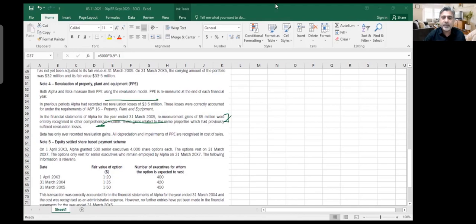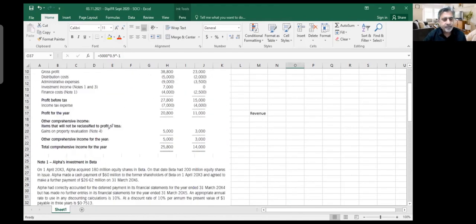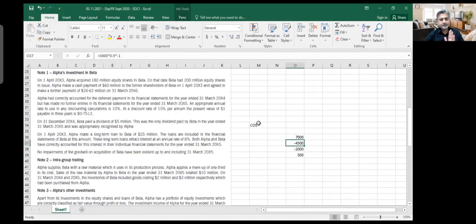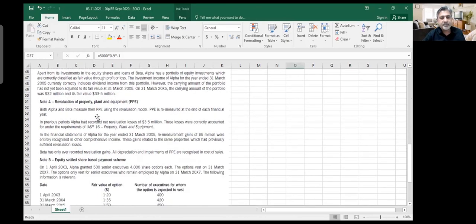Entirely recognized. Let's go back and see the financial statement. What do they have in other comprehensive income? So, actually, revaluation gains are made. Alpha made 5 million, Beta made 3 million, a total of 8 million is there, but 3.5 million they charged previously. It says that Alpha and Beta both measure PPE using the revaluation model. PPE is measured at the end of each financial year. In the previous periods, Alpha had recorded net revaluation losses of 3.5 million. They charged 3.5 million before, and now they're making a revaluation gain.